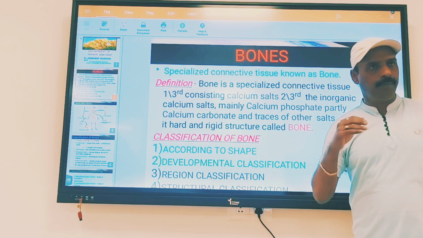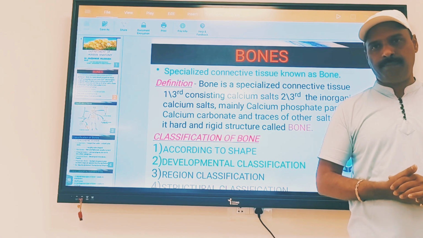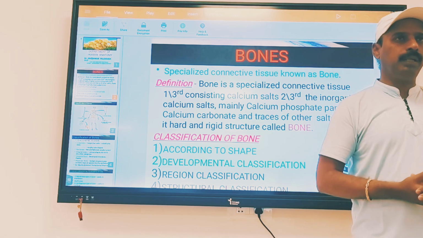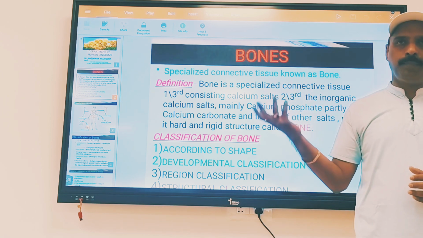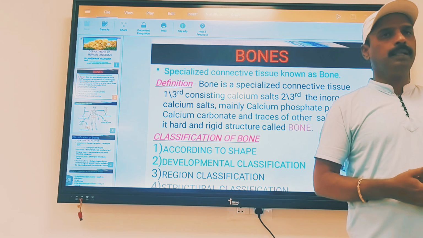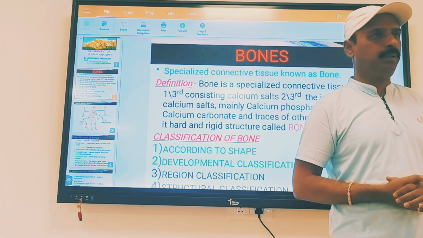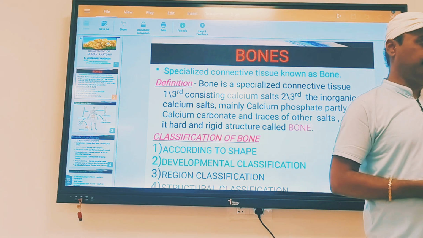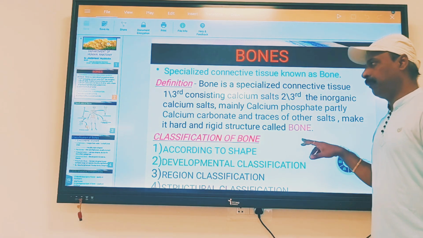So you have to identify this when you define the blood. Blood is a fluid connective tissue. Simple words: when you are going to get the fluid connective tissue, it is blood. So specialized connective tissue is a bone. The other connective tissue classification you are going to study in histology, under that you are going to give the examples of the different connective tissues. So that is very important to know about these things.